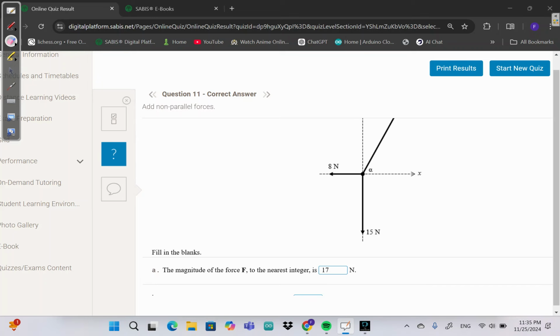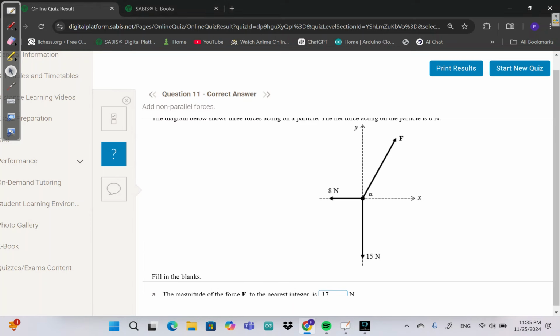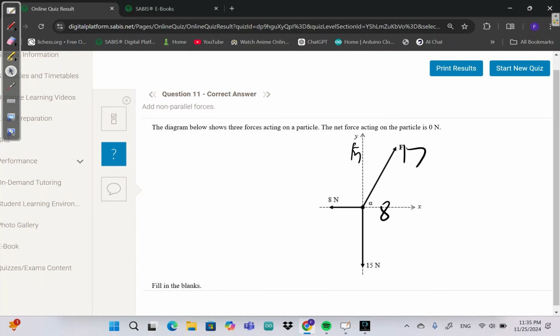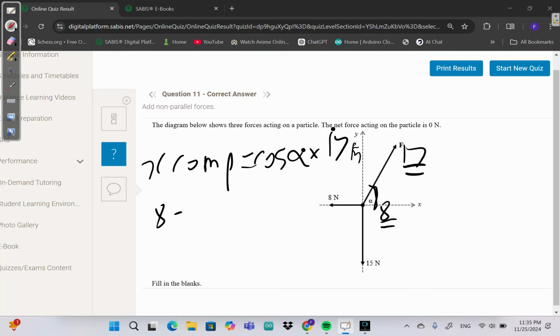Now for the second part, we got that this is, one second. We got that this is 17, and we know that this is 8, and this is also going to be 15. Okay? So they want this angle right here. They want this angle. So we said that cosine, we have the x component. Now x component is equal to cosine of the angle times the force, which is 17.